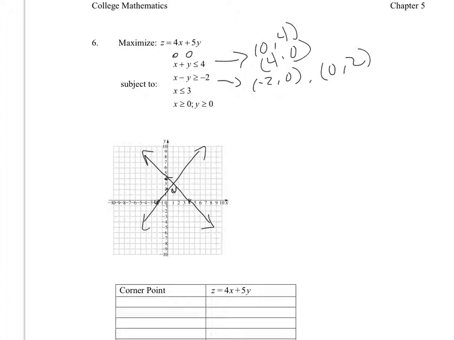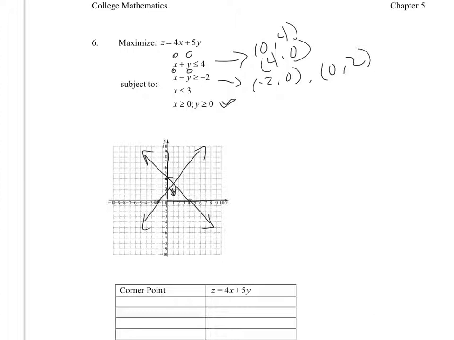Now, I need to determine which way that should be shaded. If I put in my test point of 0, 0, is 0 greater than or equal to negative 2? Well, the answer to that is yes. So I'm going to want to shade below this line. Okay? I have 3 more that need to be graphed. These two right here are the ones that tell me I'm in the first quadrant. So I'm on these two axes.